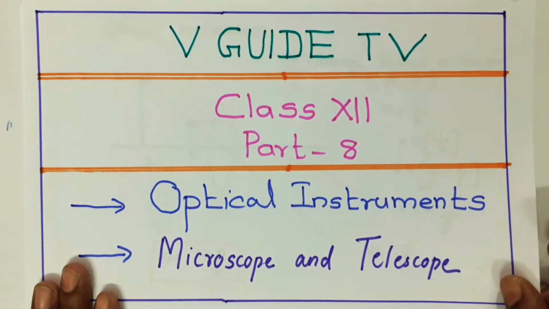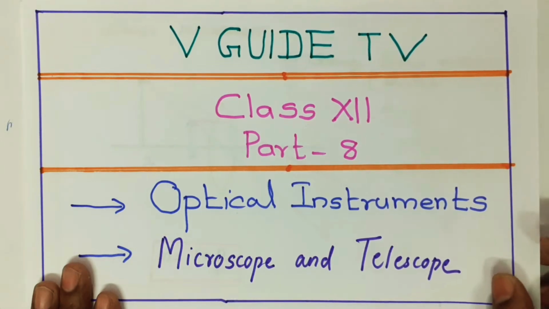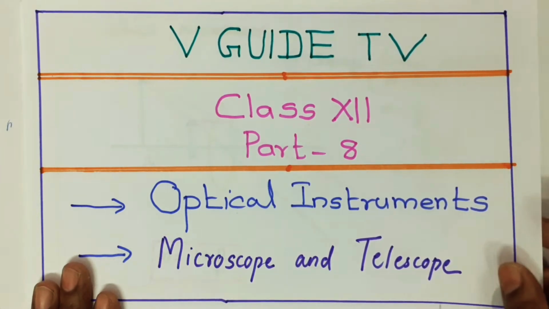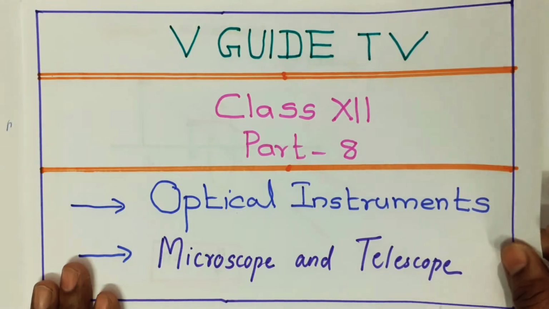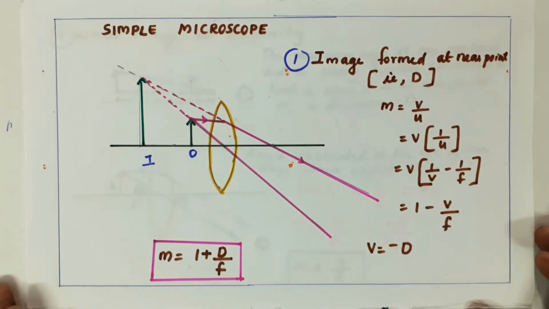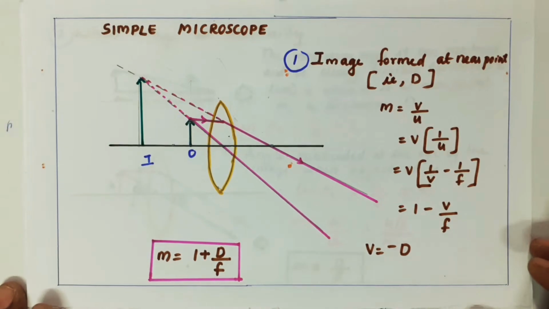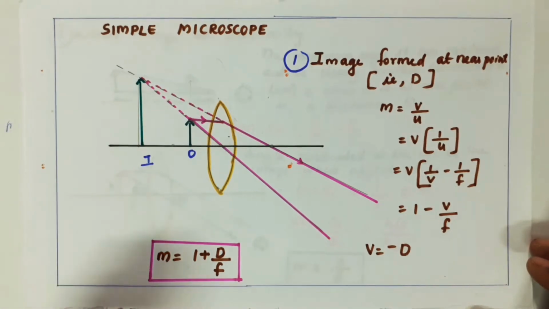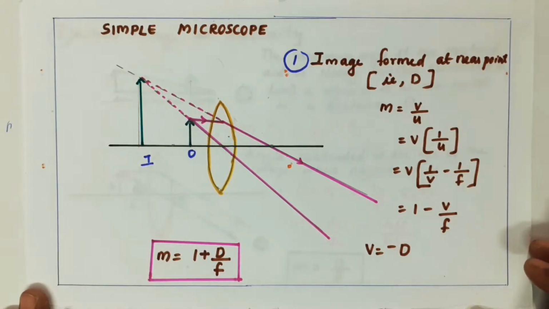In this video, I am going to discuss optical instruments, that means microscope and telescope. What is a microscope? A microscope is used to view very small objects, very small or minute organisms. So we use a microscope for very small objects. There are two types of microscopes.